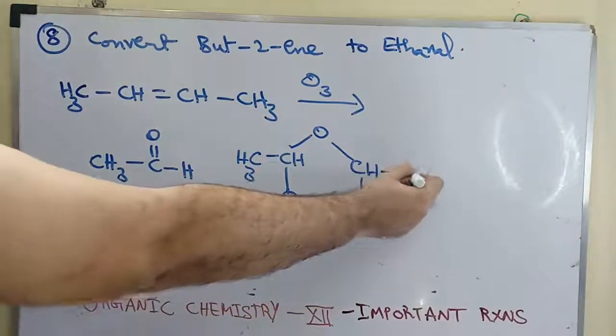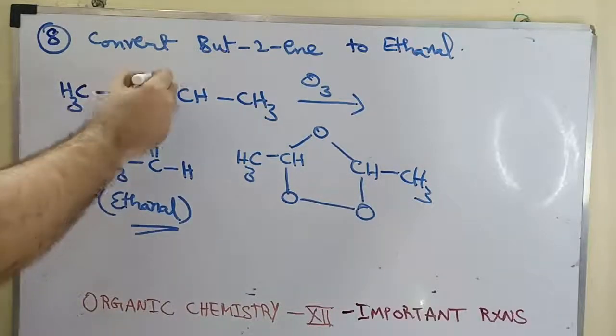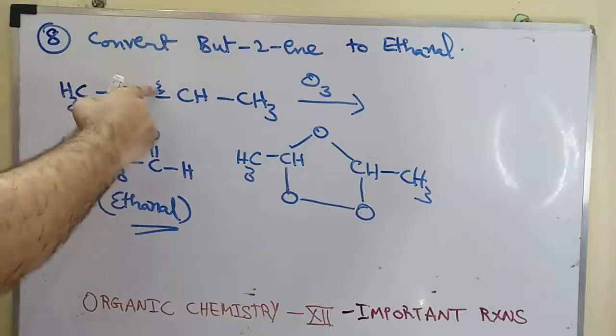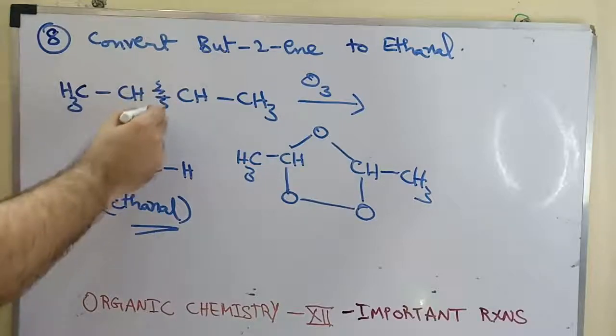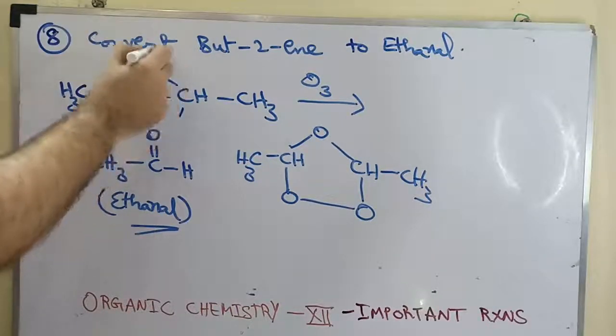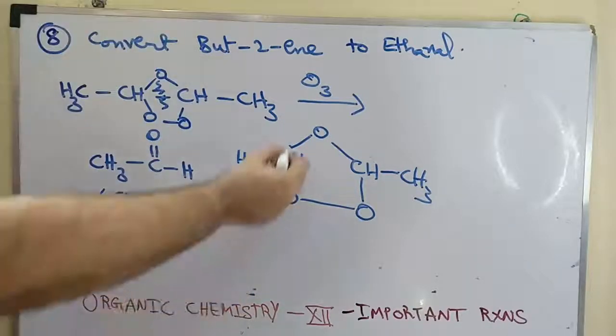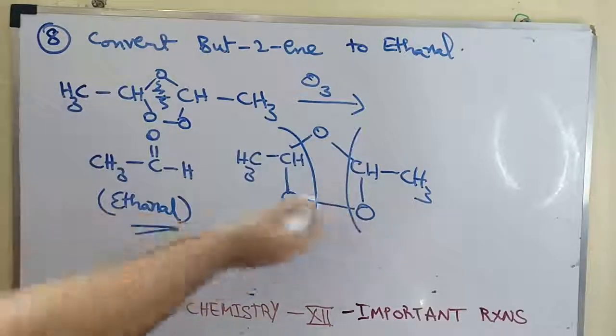So like this. How is it utilized? This bond is broken like this and oxygen is sitting in between. This bond is broken like this and again forms something like this. Here one oxygen, here one, something like this. And now you divide like this.